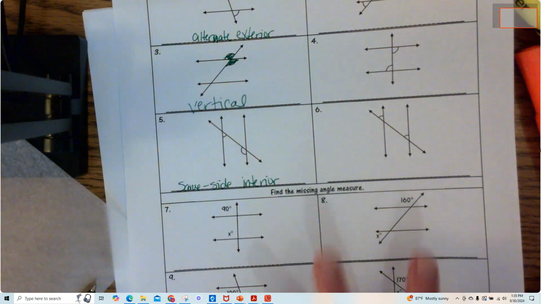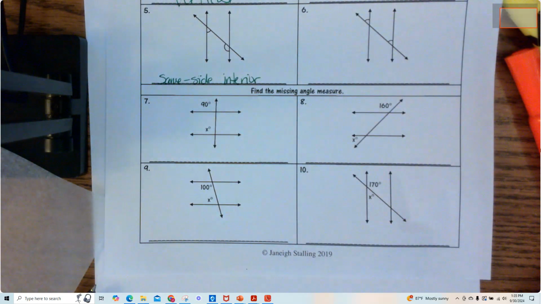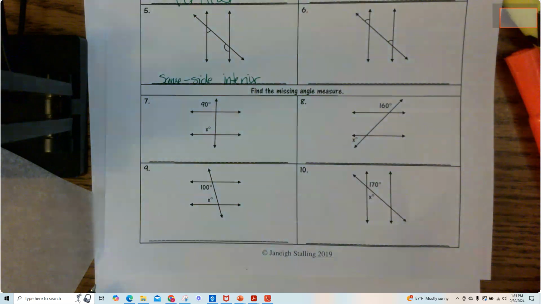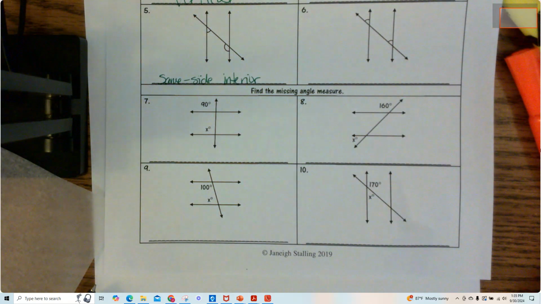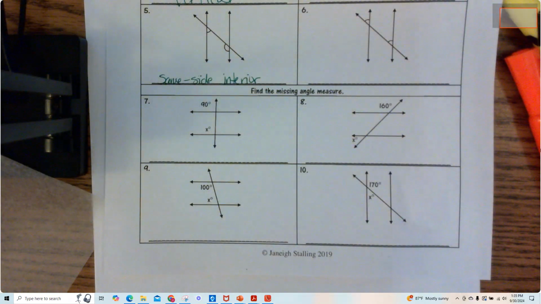All right, finding the angle measures. All we're doing today, it's not complicated. They give us one value. Okay? Tomorrow, we're going to have equations that we have to solve. Patty paper makes this super easy though.